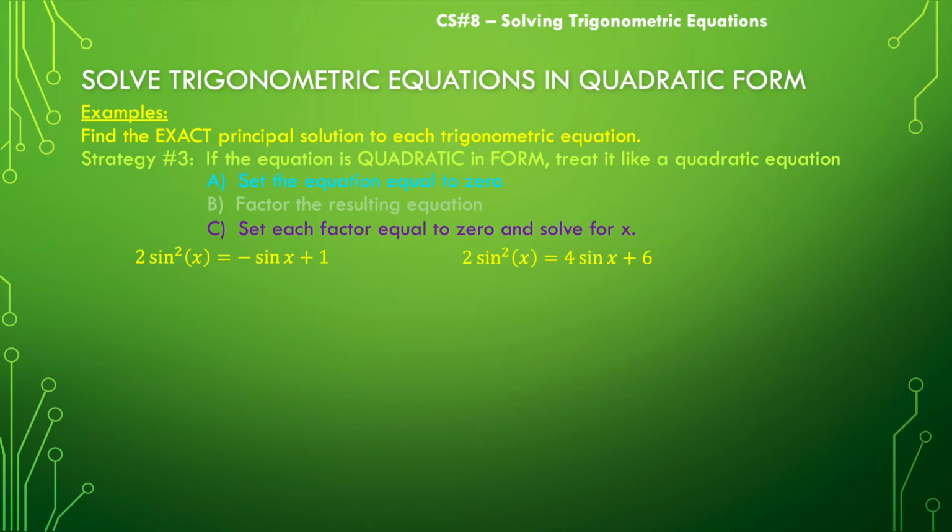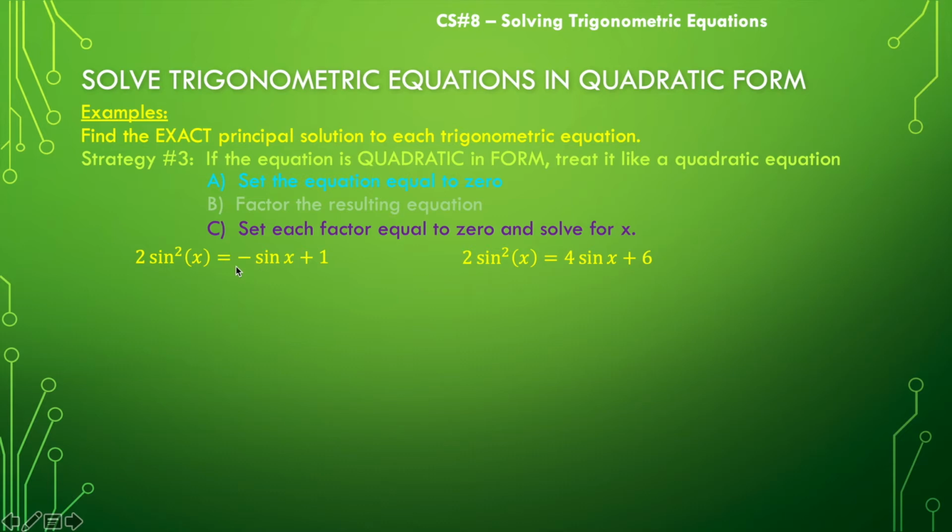Okay, here we have a couple of additional examples. We're going to do the same thing. We are looking for principal solutions, so we're only concerned about all the solutions on one rotation of the unit circle. So let's start with this first one. 2 sine squared of x is equal to negative sine of x plus 1.